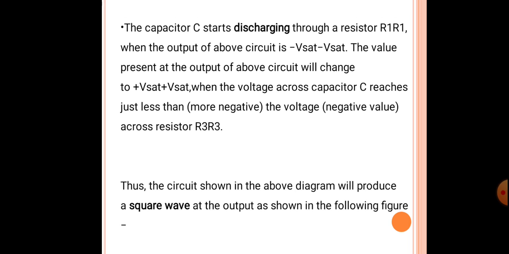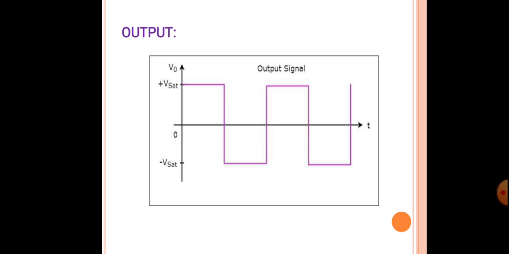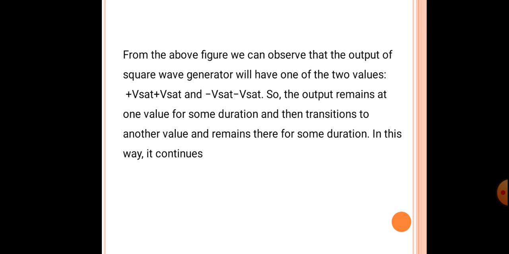Thus the circuit in the above diagram will produce a square wave at the output as shown in the following figure. This is a typical square wave whose values can be either plus Vsat or minus Vsat. From the above figure, we can observe that the output of a square wave generator will have one of two values, plus Vsat and minus Vsat. So the output remains at one value for some duration and then transitions to another value and remains there for some duration. In this way it continues.